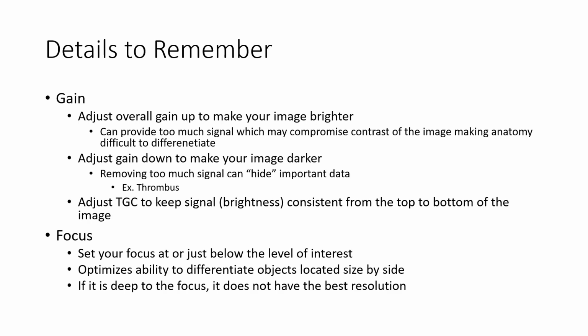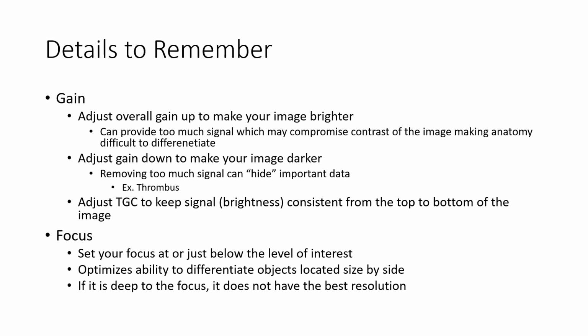Another thing you want to make sure you're addressing often and efficiently is your gain. Adjusting your overall gain: if we turn the gain up, we turn our brightness up. If you turn the brightness up too high, you can actually have so much signal that it can cover things up. So you want to make sure that you have just enough brightness to see everything, but not so much brightness that you're going to be covering things up or decreasing the contrast so much that you can't differentiate anatomy that's very similar in architecture.